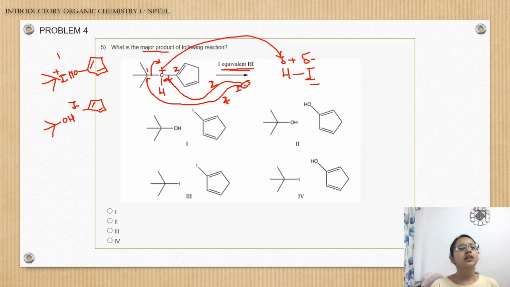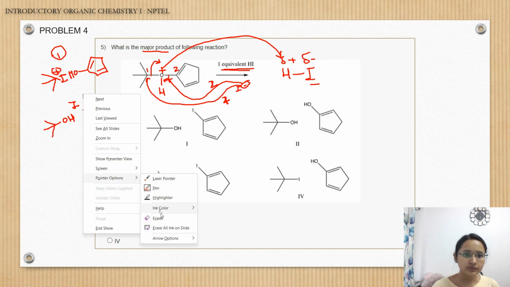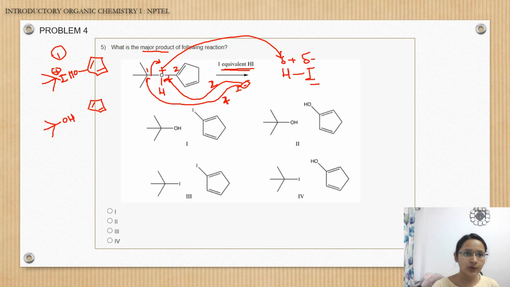Yeah. So now, in case 1, carbon number 1, the carbocation which is getting generated is here, right? But if you see the positive charge which is getting created here, now tell me which one is stabilized, this carbocation or this carbocation? Tertiary.